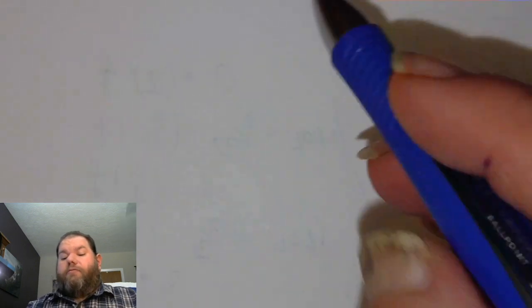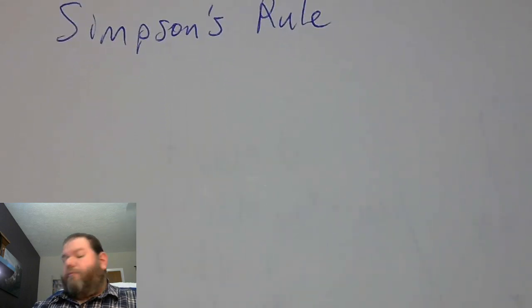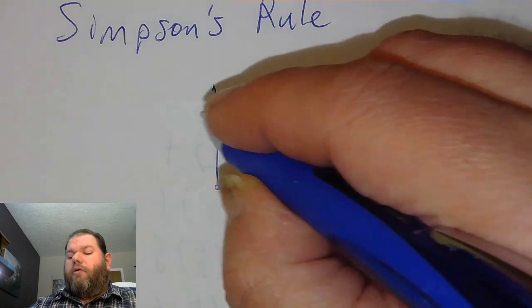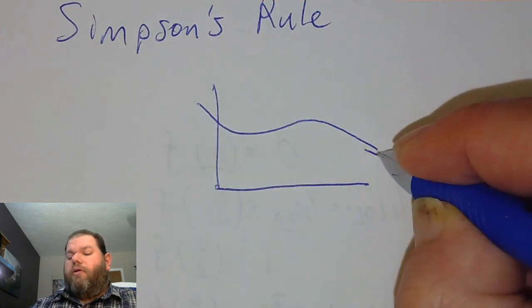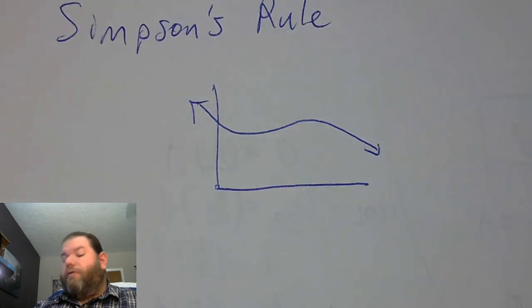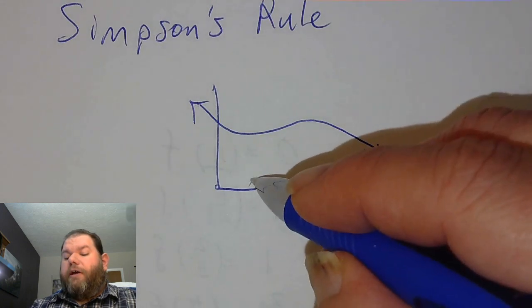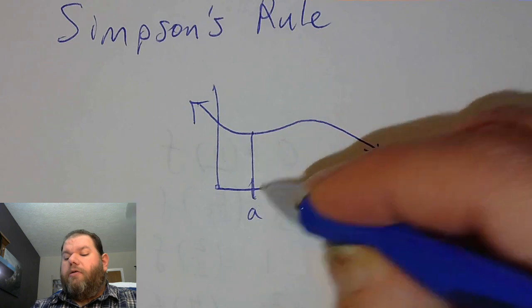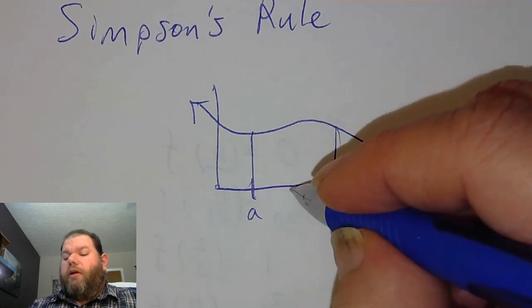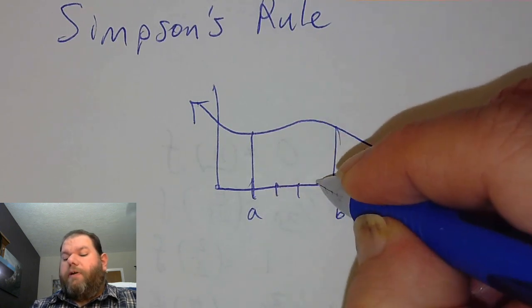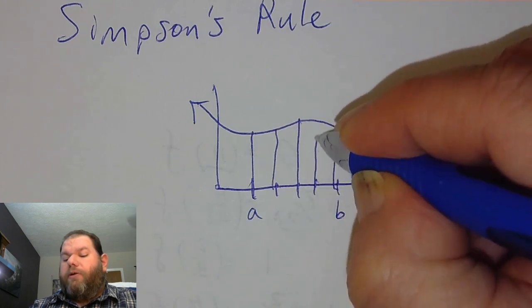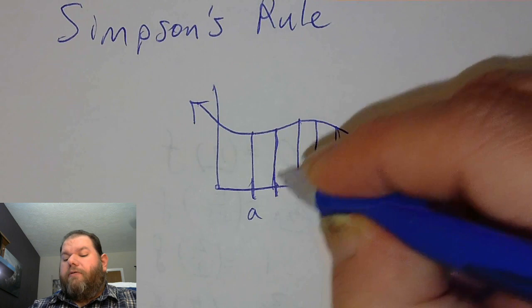And so the idea is that we have our graph here, and we have A and B, and let's split it up into 4 parts again, so we'll have our pieces in between. That one's not as straight as the other ones.